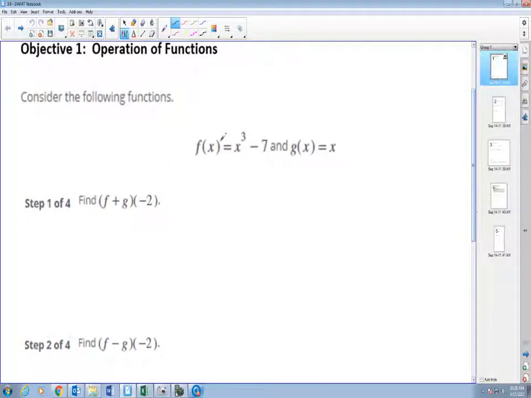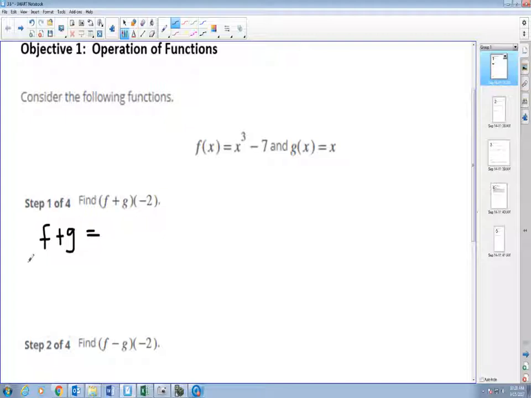Let's say I've got two functions here, f of x and g of x. f of x is a cubic function and I've got a linear function here. The problem says find f plus g of -2. So what I want to do here is add the two functions first, then whatever answer I get, I will evaluate it at -2. That's what the problem is saying.